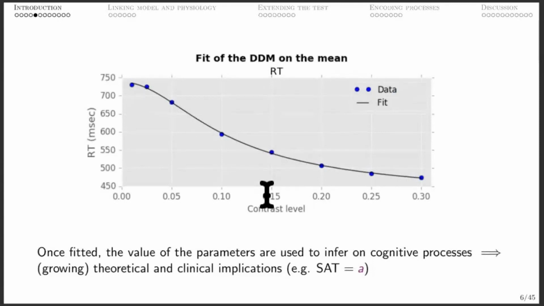So when you fit your model, you then use the value of the parameters to infer cognitive processes. For example, comparing two conditions, one where I ask my participants to be fast and one where I ask them to be accurate. Then you look at the value of the parameter of the boundaries, for example. This is a way to go beyond the reaction time or just the number of correct responses and try to infer directly on the cognitive processes of the participants that are taking the task.